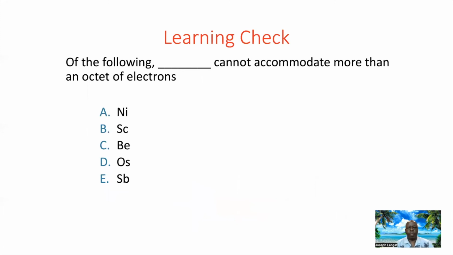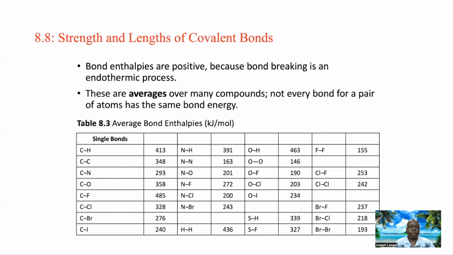Be wary of that. Of the following, which cannot accommodate more than an octet? So the only exception for this list is beryllium. The rest are in the D block, which means they have a sublevel which can take more than 8. So it's a question of understanding the periodic table.